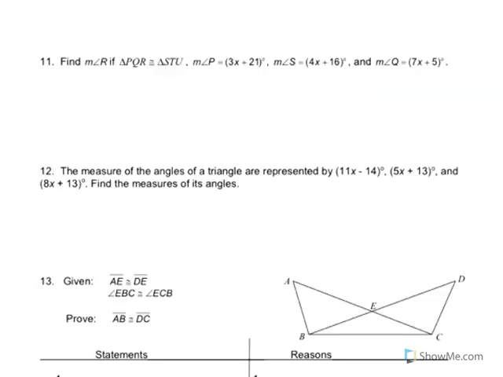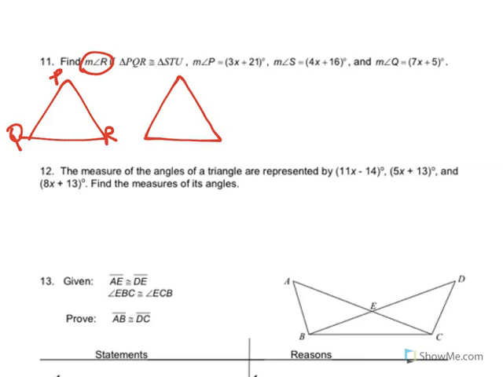There you go. Okay, it says find the measurement of R if triangle PQR is congruent with STU. Now I'm going to make STU exactly in the same order that I did PQR. Make sure everything matches up. And then plug in what P is. The measurement of angle P is 3x plus 21. S is 4x plus 16. And then Q is 7x plus 5.